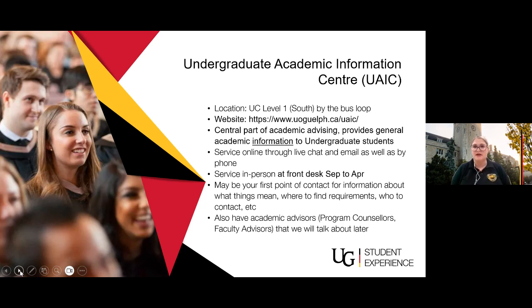You can also access the Undergraduate Academic Information Center services online through the live chat option that they have on their website, which we'll post in the chat, as well as emails and by phone. And they have in-person service at the front desk during the academic year, so from September to April. And this really is the first point of contact for information about general questions regarding your academic journey here at the U of G and who to contact. We also have academic advisors, which we call program counselors here at the University of Guelph, who are able to talk a little bit more about your specific degree program, as well as faculty advisors. But Sherry will share more on that later.